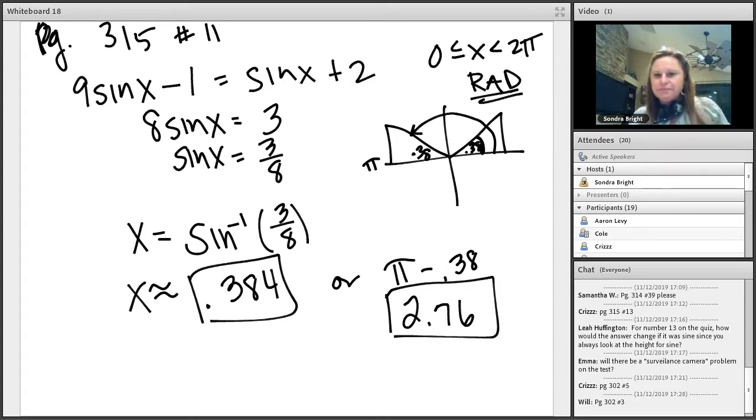Two answers. I don't know why I kept 2 decimals here. Let me cross out the extra there. I don't know why I kept 3 decimals in one of them and 2 in the other. But all right, that was 315 number 11, now 315 number 24.